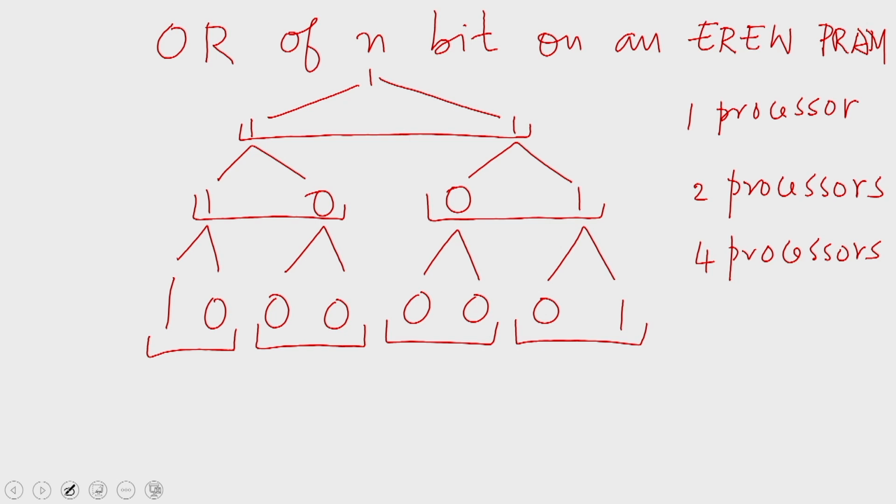The total time taken by the algorithm is 3. In the first step, I have reduced the number of bits from 8 to 4. In the second step, I have reduced the number of bits from 4 to 2. Then in the third step, I have reduced the number of bits from 2 to 1. So, the algorithm runs in 3 steps, and 3 comes from the total number of bits that we had. We had 8 bits and 3 is the logarithm of that to the base of 2. In general, if I had an n bit array, I could have found the OR of these n bits in order of log n time.